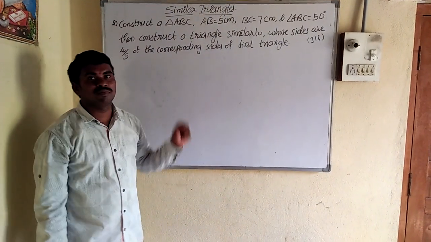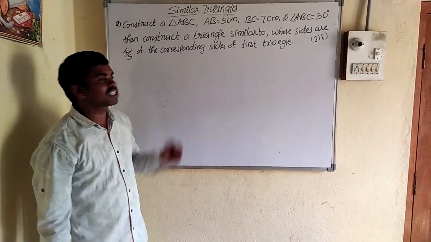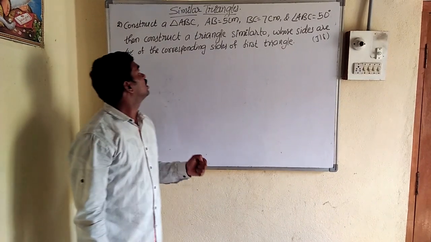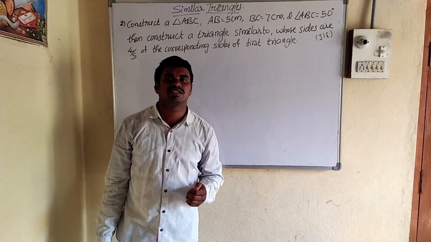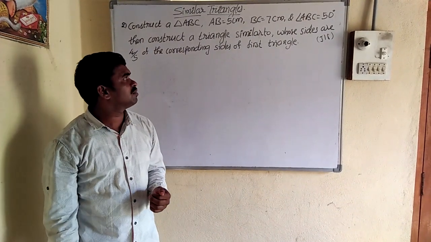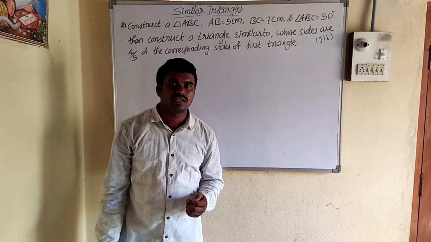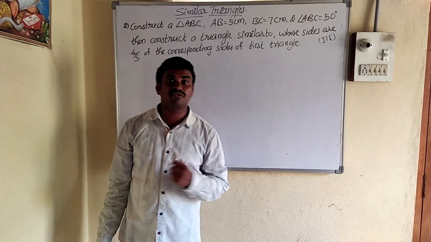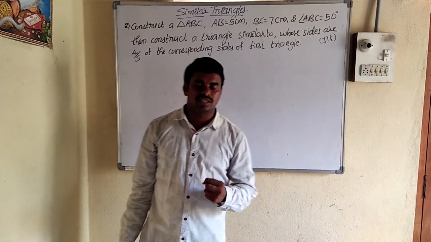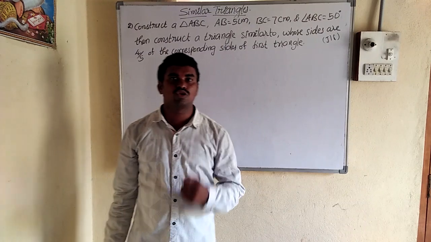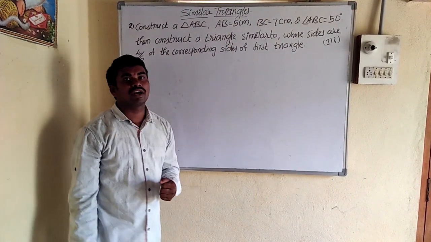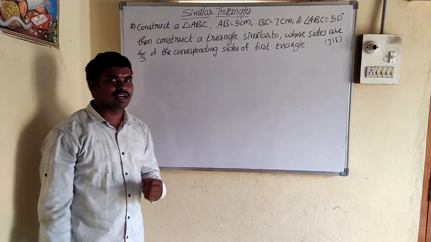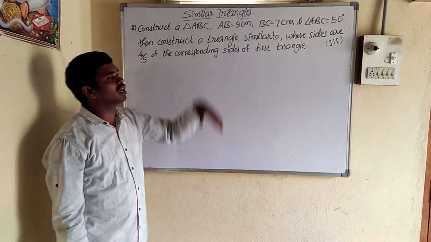Now our topic is similar triangles. In this, constructions are the most important. Before that, what does similar mean? Similarity means, for example, twins or families, father and son or two brothers look the same in shape, not in size. So size is not important. Those types are called similar.